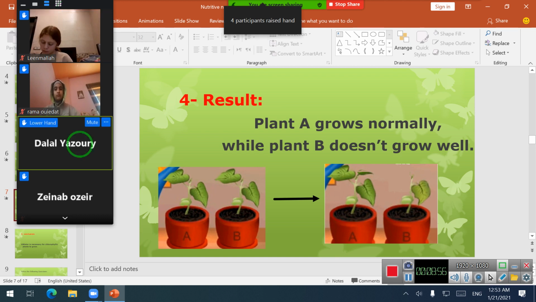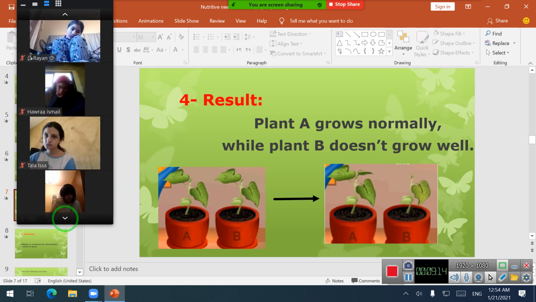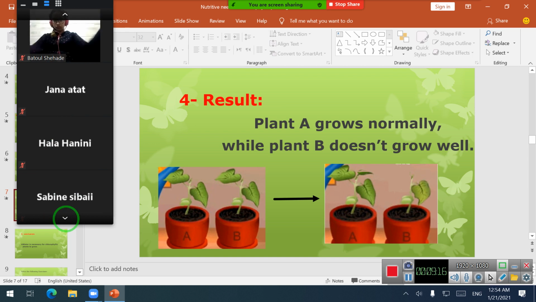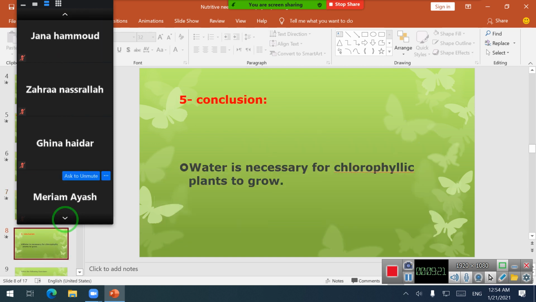Why? How do you know that water is important? We know this because plant A was watered, so it grew up after 2 days, while plant B wasn't watered, so it didn't grow up. Excellent, Dalal. Thank you. So the conclusion will be: water is necessary for chlorophyll plants or green plants to grow.